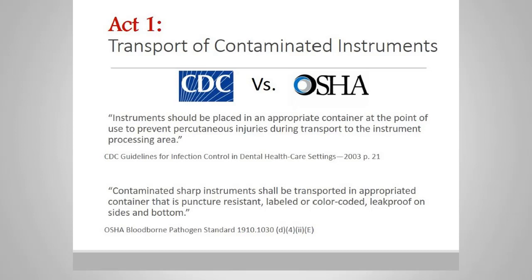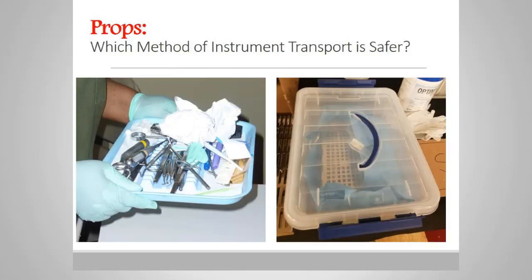OSHA says, from the Bloodborne Pathogens Standard, contaminated sharp instruments must be transported in an appropriate container that is puncture resistant, labeled or color-coded, and leak-proof on sides and bottoms. So we have a little bit of a discrepancy between CDC guidelines and OSHA regulations. So note the wording and note the discrepancy. So what do we do? Let's look at this slide.